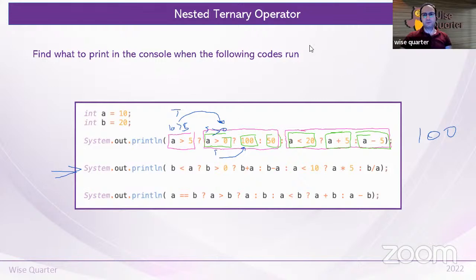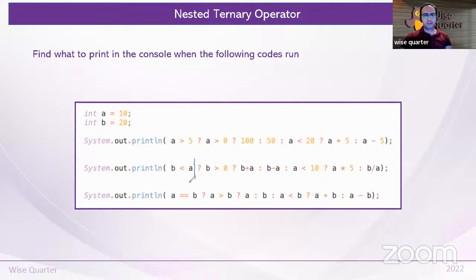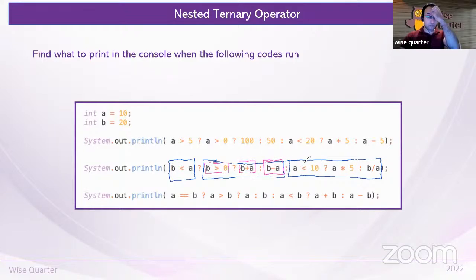Now, okay, let me solve it for you. Let's clean everything. That is the main ternary's condition. And this part is the main ternary's false statement. And if the main condition is true, this one will be executed. Let's check the nested ternaries. This is the condition of the nested ternary. If it is true, if it is false. This is the main condition of the nested ternary.